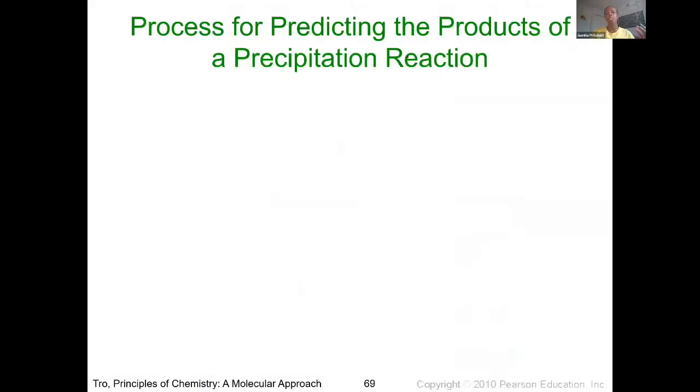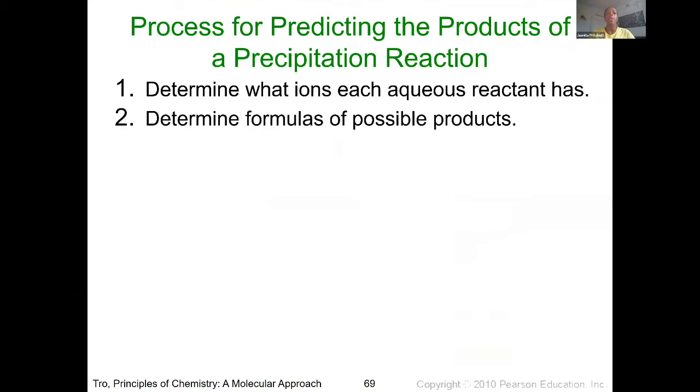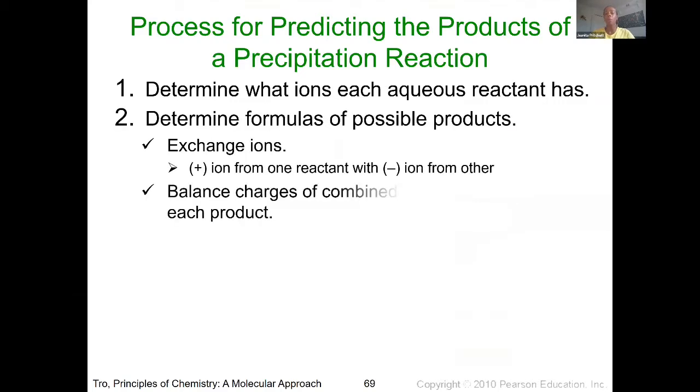So there's a process for predicting the products of precipitation reactions. A lot of it is based off of the double replacement reactions that I covered in a previous video, at least for predicting the end products. First, we look at the reactants that are provided for us and determine what ions are present. Then you come up with the formulas for possible products. So we swap the cation positions.